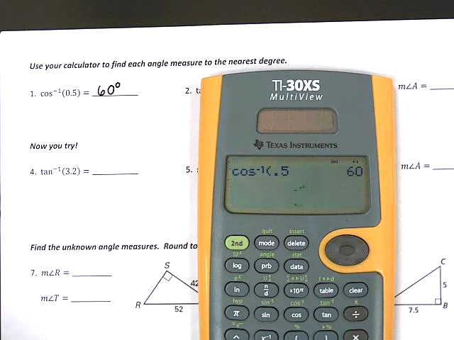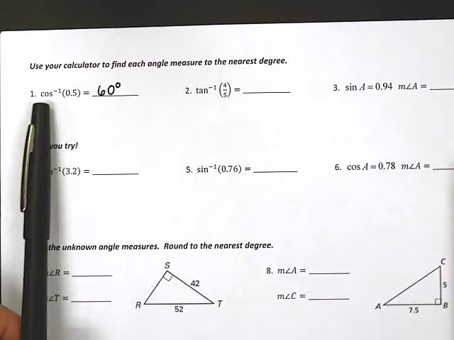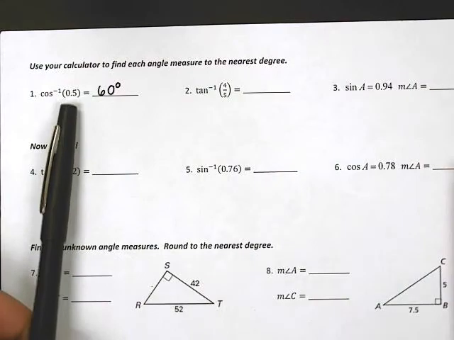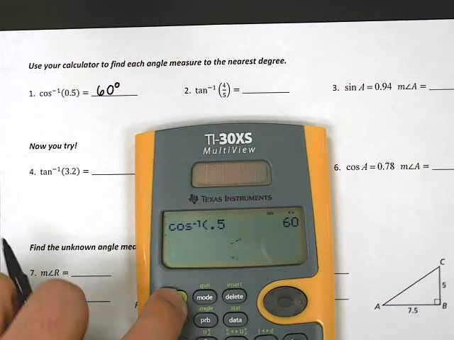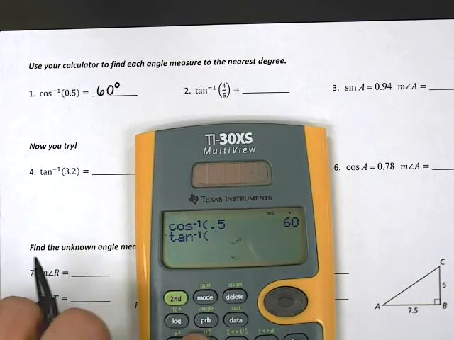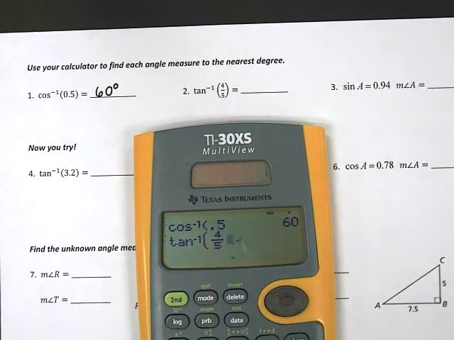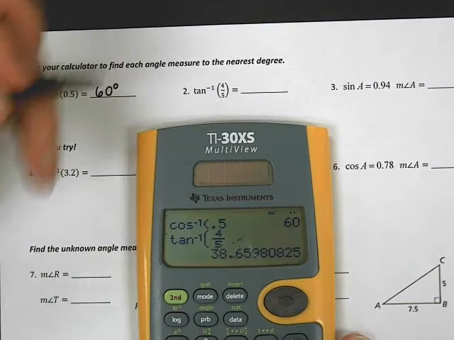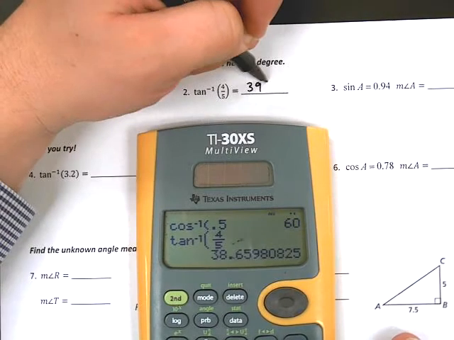Alright, please remember, you are going to get a degree measure here because you're taking the inverse cosine of a ratio, which will get you an angle measure. Now when we use the inverse tangent of 4/5, what happens? We get 38.65. It says round to the nearest degree, so let's go to 39 degrees.